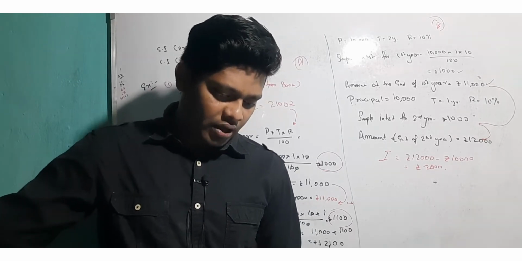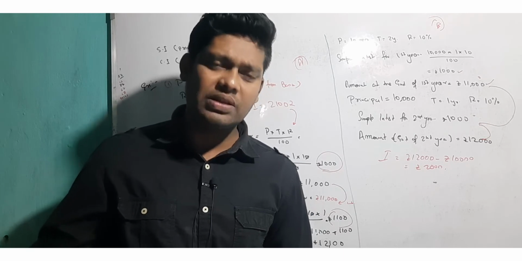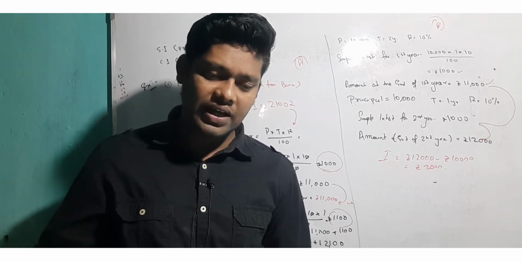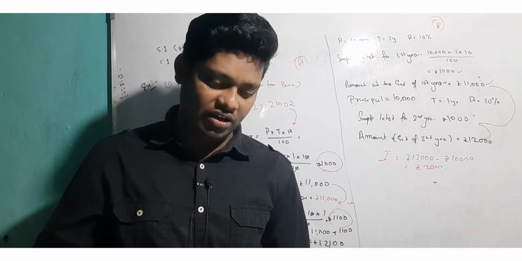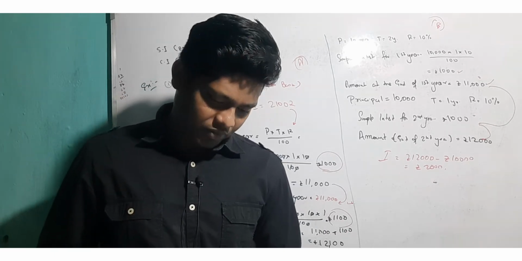Next, calculate the compound interest on rupees 8,000 for 2 years. This one you can do, 5% per annum, simple question. Principal is there, time is there, rate is there, you have to find out the compound interest. Simple sum. Next one.